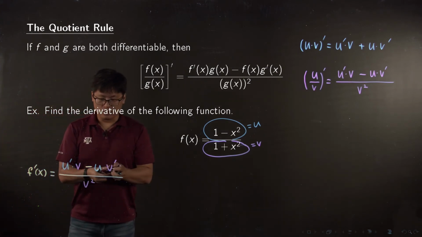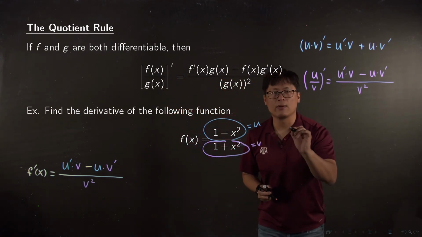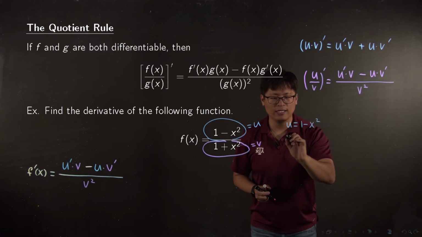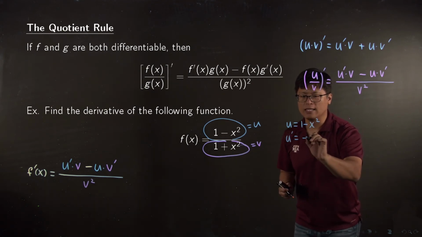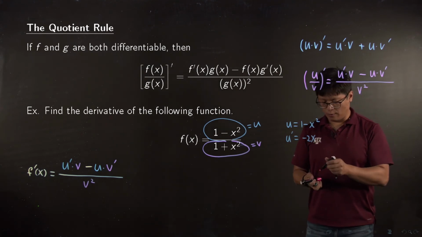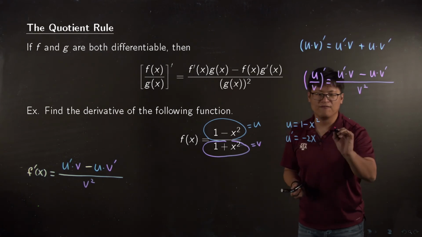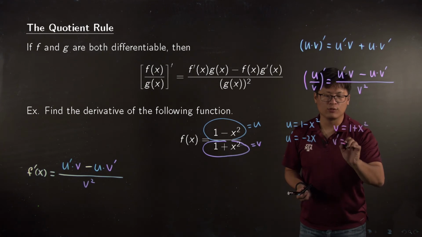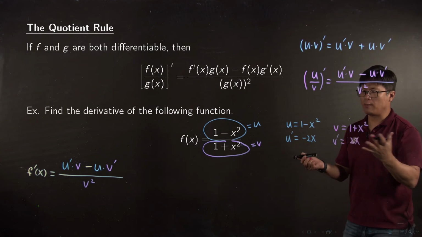Now, are you ready? Before we complete this puzzle, we have to find four pieces. Here we go. Let me write on the side. My u is 1 minus x squared. It's really easy to find u prime: 1 prime equals 0, and minus x squared prime is minus 2x to the 1. And what about my next piece? v is 1 plus x squared. Then v prime is equal to 1 prime equals 0, same thing, and x squared prime is 2x. Now we are ready. We have all four pieces.